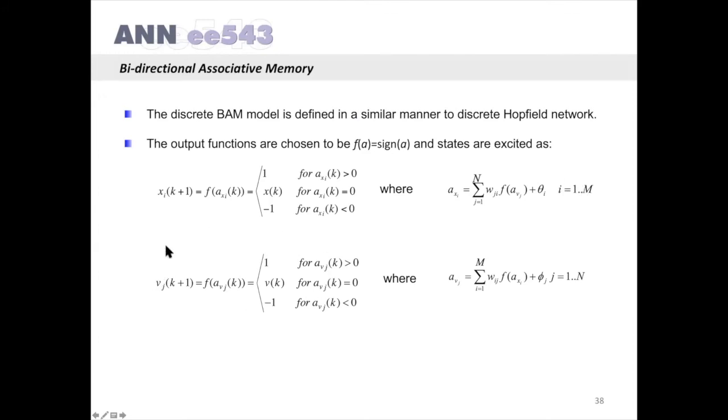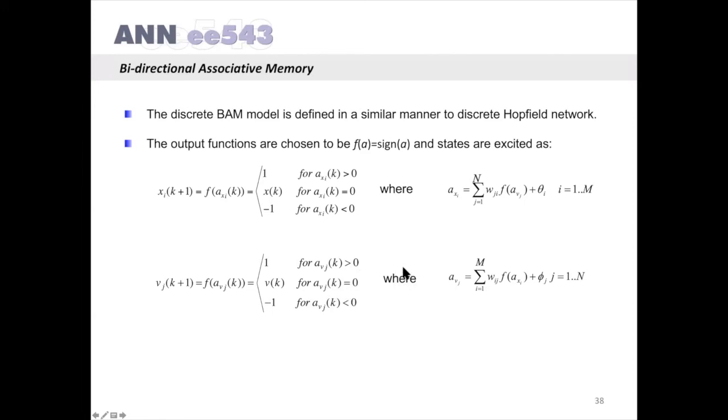And similarly, for each neuron in the V layer, for neuron Vj, the output of that neuron at time k plus 1 is calculated by applying the f function on the current activation of that neuron. And this f function is defined such that if the activation of the neuron Vj at time k is greater than 0, the output is set to 1. If it is less than 0, the output is set to minus 1, and it remains the same if the activation of that neuron is equal to 0.